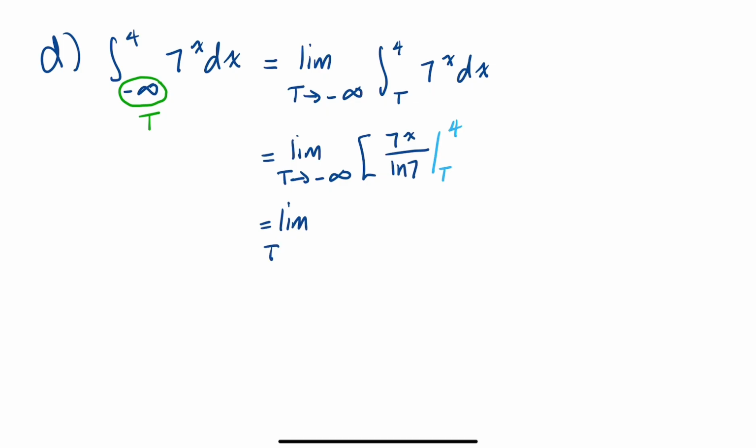So this is equal to the limit as t approaches negative infinity of 7 to the power of 4 over ln 7 minus 7 to the power of t over ln 7.